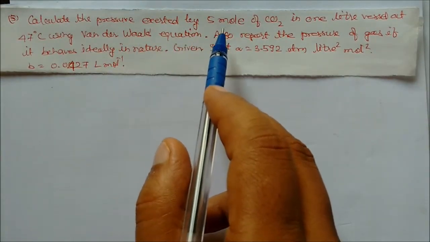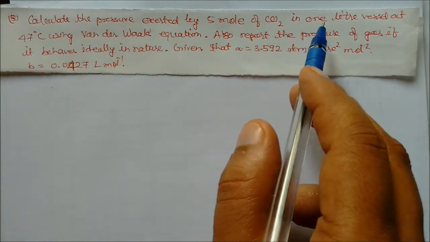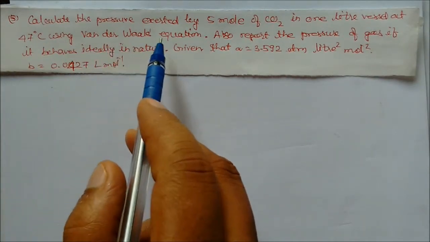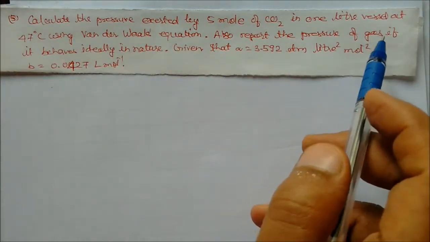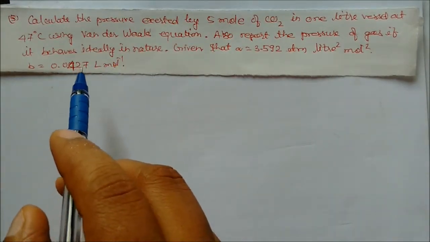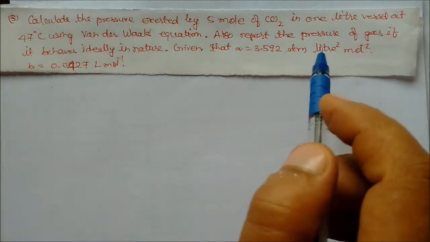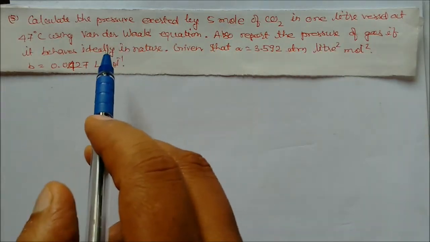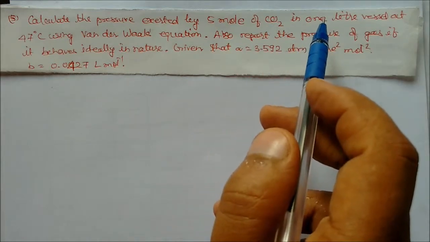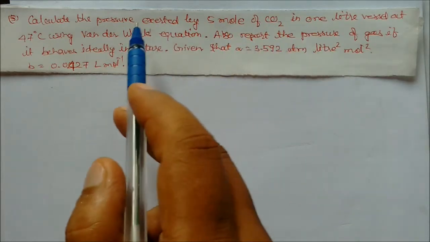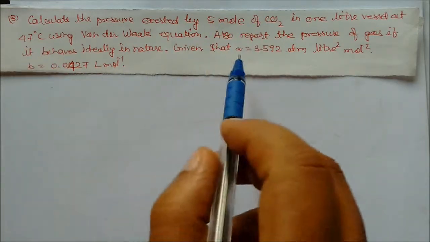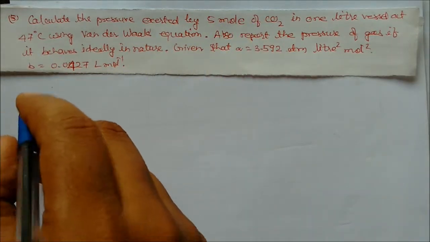Calculate the pressure exerted by 5 mole of carbon dioxide in a 1 liter vessel at 47 degrees centigrade using the van der Waals equation, and report the pressure of the gas if it behaves ideally. So here we are asked for two pressures: one is the van der Waals pressure, one is the ideal gas pressure. For the van der Waals equation, we can see the mole is given, volume is given, temperature, A, B. Everything has been given over here.